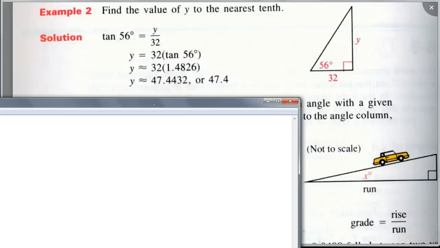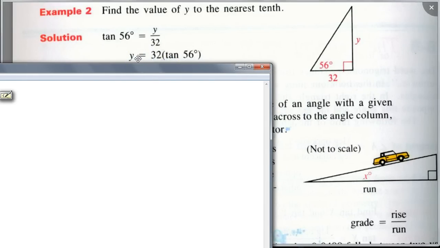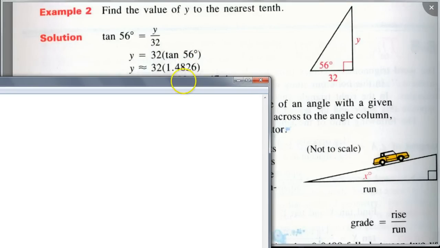Nico says, do we have to give both answers? The answer is yes. Which two answers do I want? I want the exact answer. Which one of these is the exact answer? You can kind of tell. Look, it says y is equal to 32 times tangent of 56, right? At this point, we haven't plugged in the approximation of the tangent of 56. So that's why it's an equal sign. Now look what happens as soon as you punch in the approximation. It becomes a squiggly line, right? That means it's an approximation.